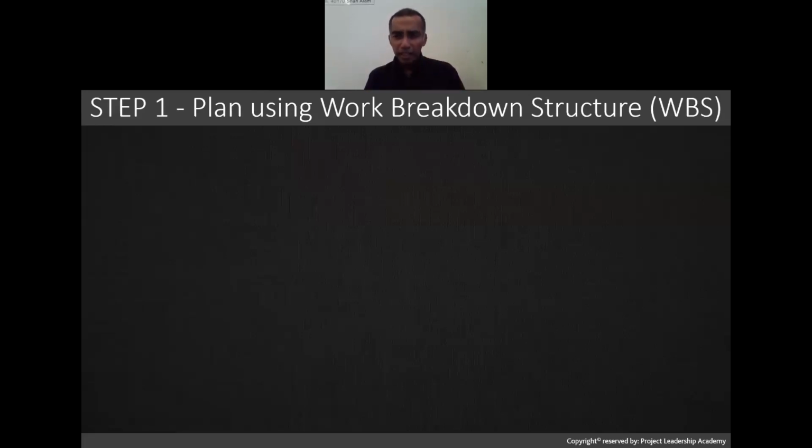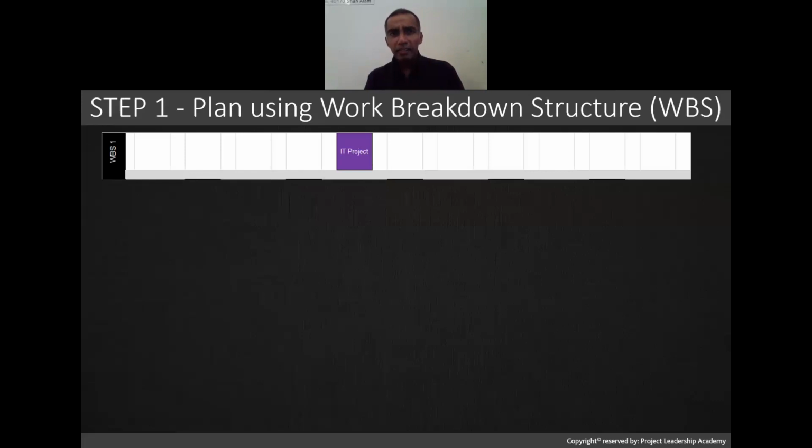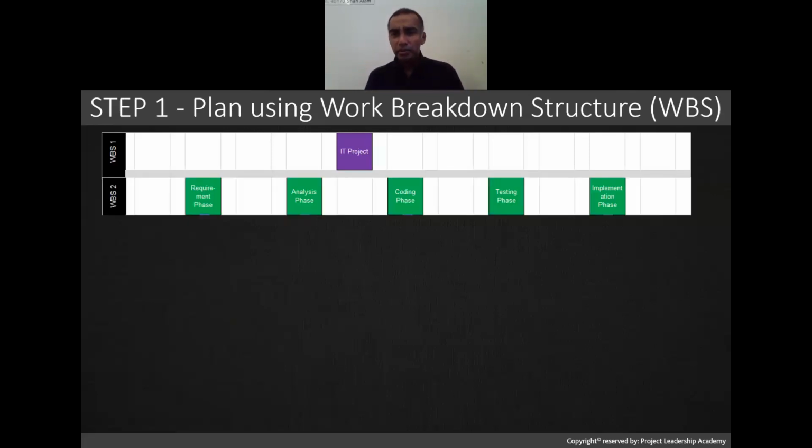So it's more for IT projects. What I've done is I've created an IT project as a work breakdown structure, level number one. And under this IT project, there are 5 phases. These are the WBS level number 2, which is requirement phase, analysis phase, coding phase, testing phase, implementation phase. So these are the 5 phases that you have.